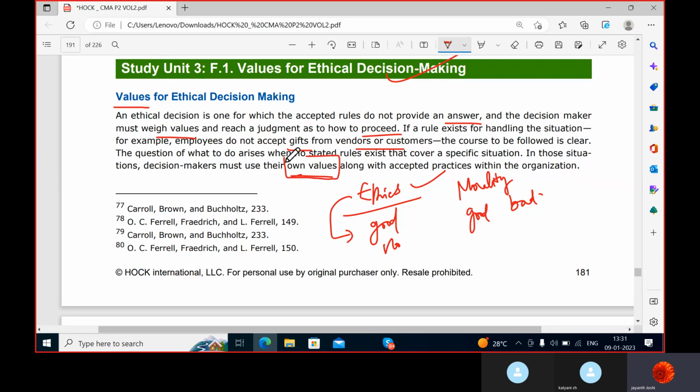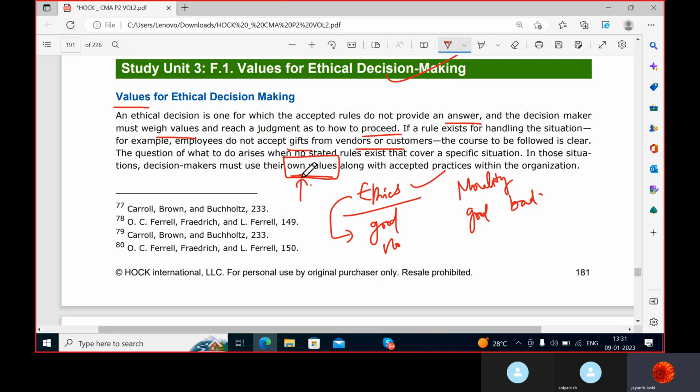In those situations, decision makers must use their own values. That's where they should come to ground zero. They should see what their parents taught them, what their teachers taught them, what elders taught them, what good things they learned from the society, from the people around them, and they should apply that. Mother, father, teacher, or anyone who is your well wisher will never tell you to do anything wrong in your life, correct? They'll always say never do wrong things, always do good things, and be a role model in the society where people follow you for your good deeds. So there the values come into the picture.